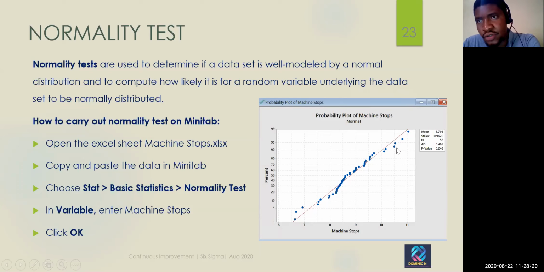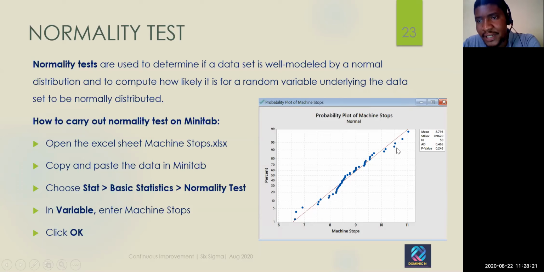This is the first thing you do: check that your data is normal, so that you know the kind of analysis to do, because you move into the analysis phase. Before you move into the analysis phase, understand what your data is before you start analyzing.